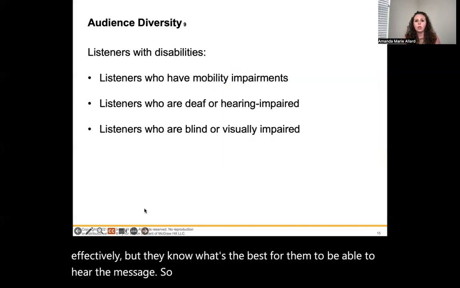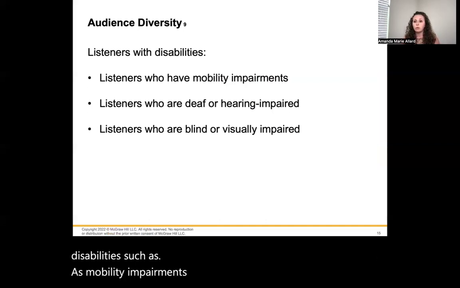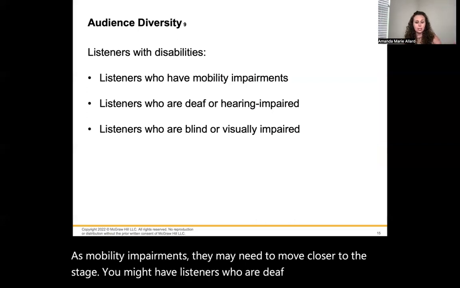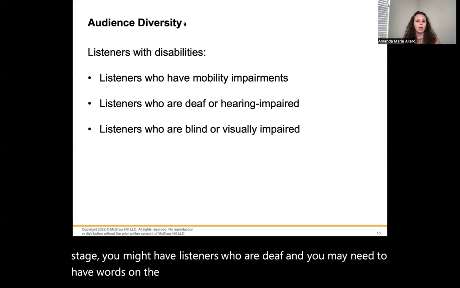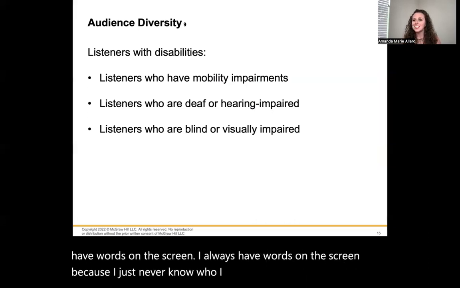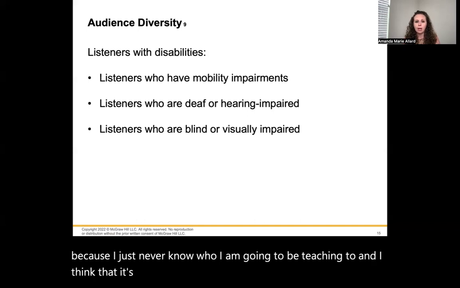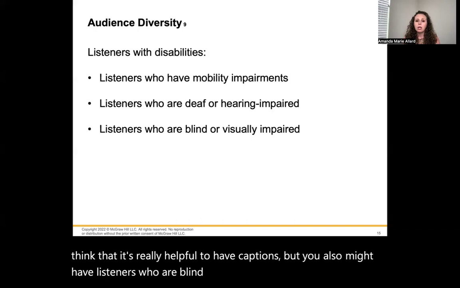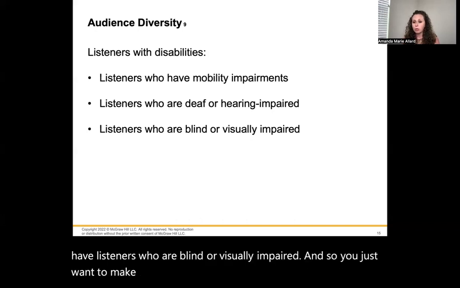So for example, you might have listeners with disabilities such as mobility impairments. They may need to move closer to the stage. You might have listeners who are deaf, and you may need to have words on the screen. I always have words on the screen because I just never know who I am going to be teaching, and I think it's really helpful to have captions. But you also might have listeners who are blind or visually impaired, and so you just want to make sure that you have proper resources for them.